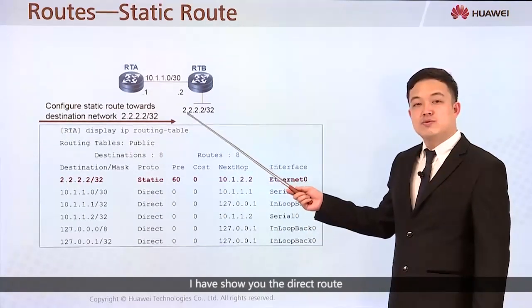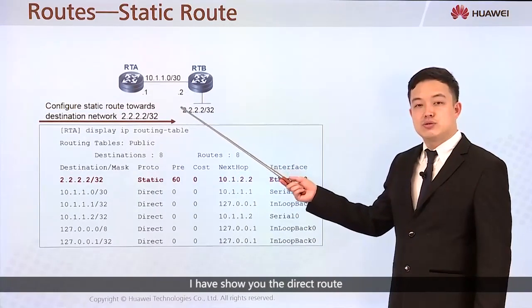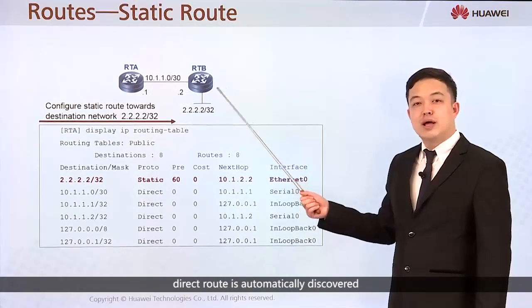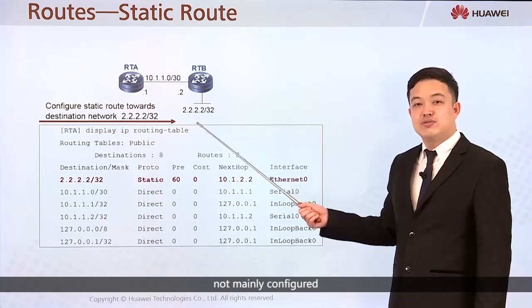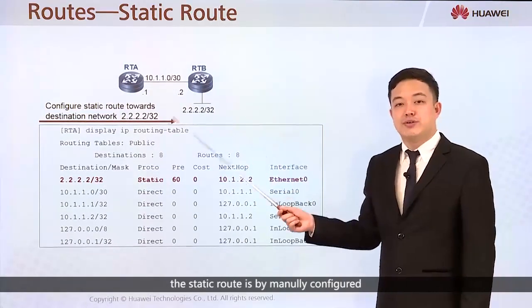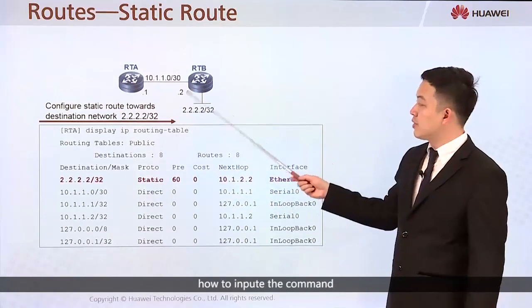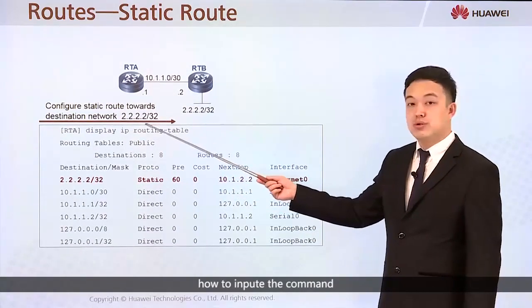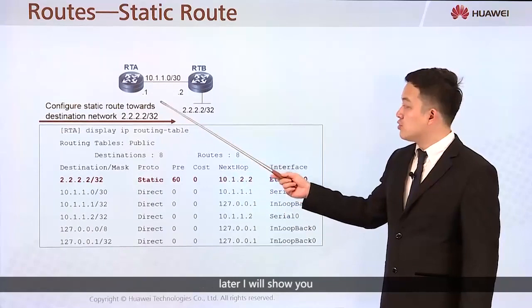Static route. Previously, I showed you the direct route. A direct route is automatically discovered, not manually configured. But this time, the static route is manually configured. How do we input the command? Later I will show you.